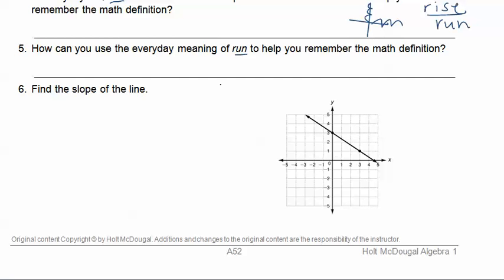And then number 6 says to find the slope of this line. To find the slope of the line, find two places where the line crosses at nice coordinates. And they actually have them marked on here, if you can see that. Let me get a brighter color here.